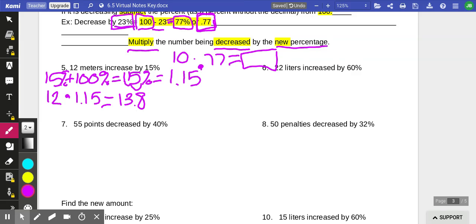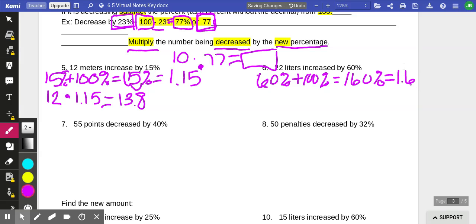Okay, let's look at number 6. We have 22 liters increased by 60%. So I have 22 increased by 60. So I'm going to start with my 60%. I'm going to add the 100%. That gives me 160% that I'm trying to increase it by. So that means it's 1.6.